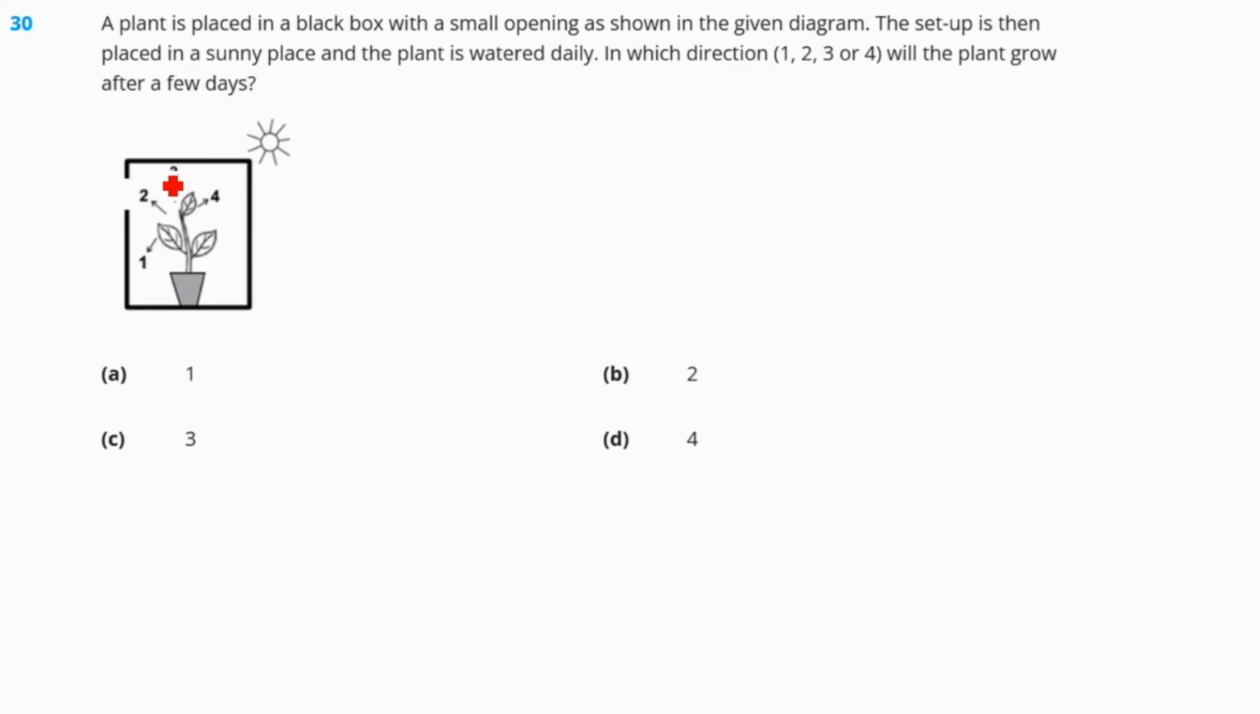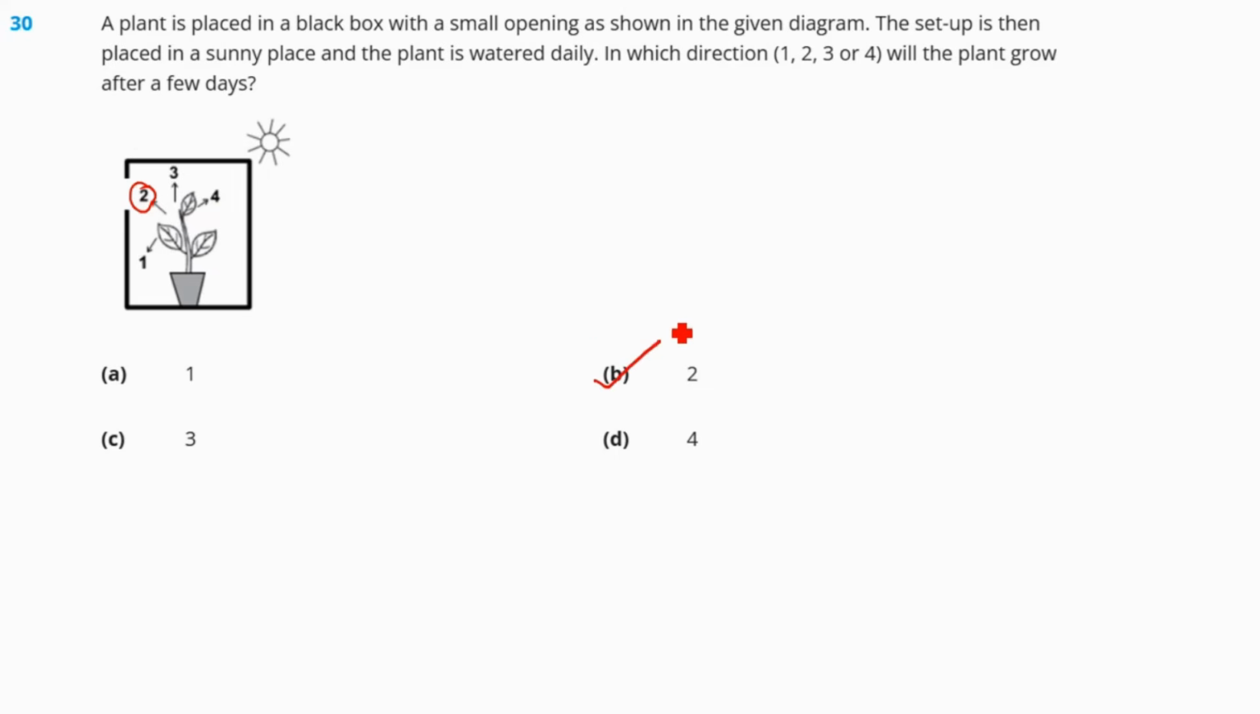Question number 30. A plant is placed in a black box with a small opening as shown. So this is a small opening. Okay, this is a black box. The setup is then placed in the sunny place and the plant is watered daily. In which direction 1, 2, 3 or 4 will the plant grow after a few days? So this is the sunlight, this is the opening and this is the black box. So here we can understand the opening is towards the number 2, right? So plants will definitely grow towards the 2 number.